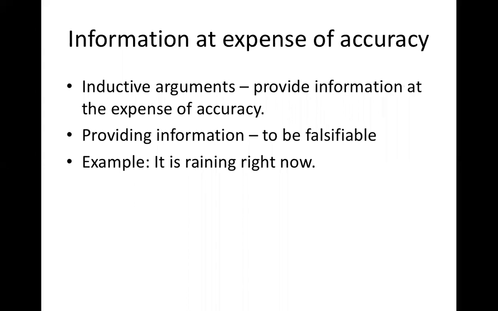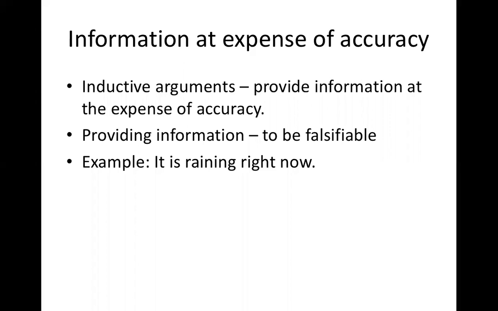On the other hand, inductive arguments provide information at the expense of accuracy. So it is inductive arguments that can provide you information because information is normally smuggled into the conclusion that is absent from the premises. That is why inductive arguments can provide you with information. But the information they provide is falsifiable.